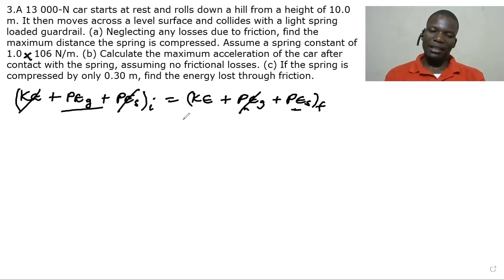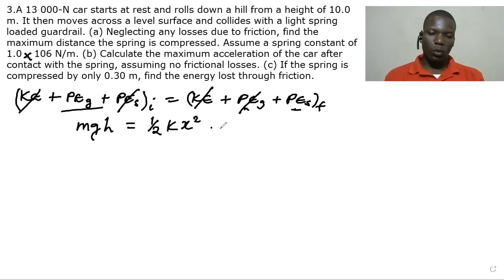And at the far end, it's going to stop. It's going to rest again. So the final velocity is also 0, so we don't have that. So what we have here is only the gravitational potential energy and elastic potential energy. We have been given the weight, and we know that weight is actually mass times gravitational acceleration.